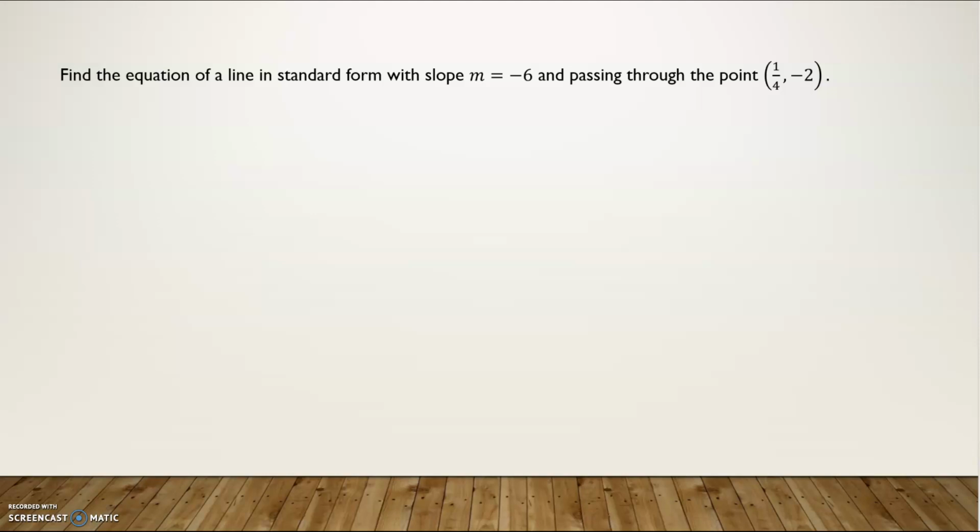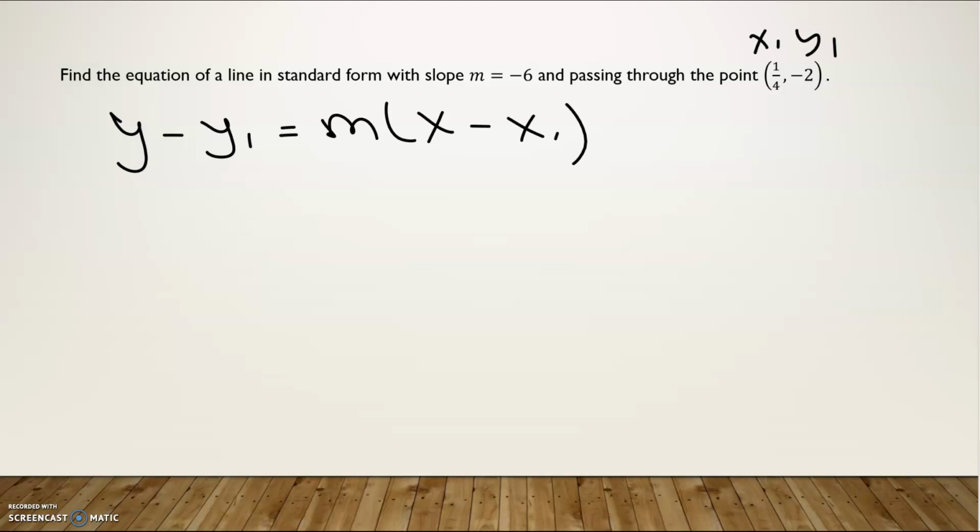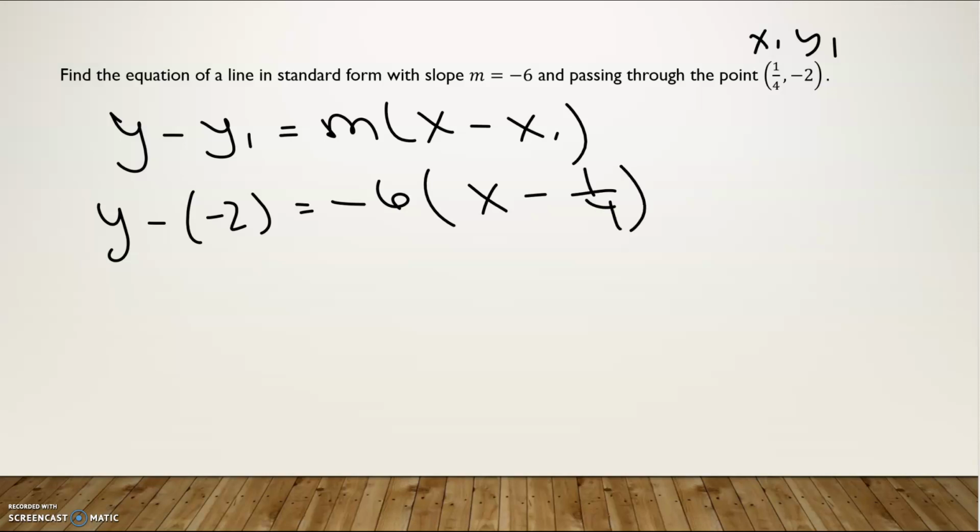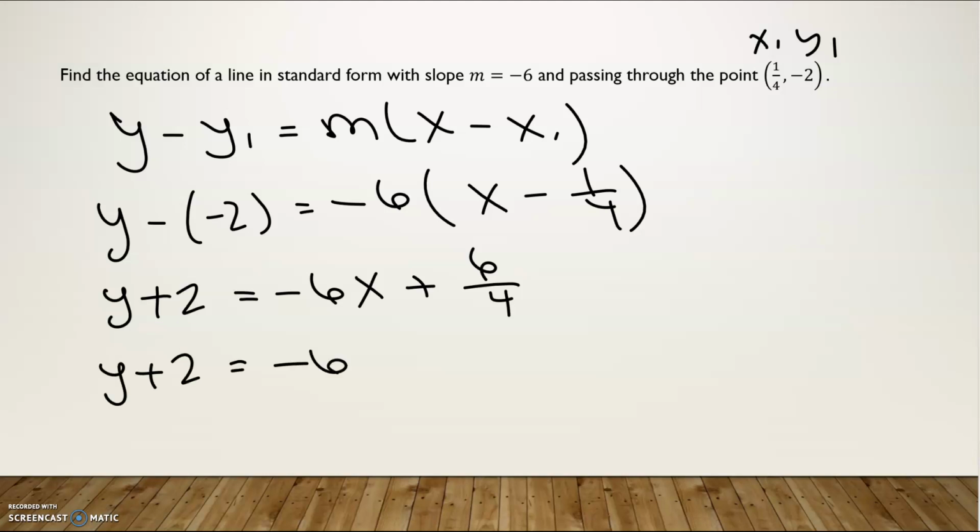Okay, so first of all, I'm going to put it into my point slope formula. I'll say x sub 1, y sub 1. So y minus -2 equals -6 for my slope, x minus 1/4. So y plus 2 is equal to -6. And I'll go ahead and distribute that. -6x plus, this will be 6/4. I'll go ahead and take a 2 out of the top and bottom, so 3/2.